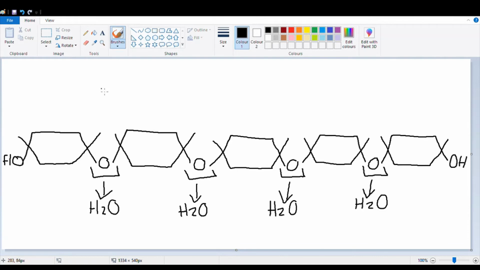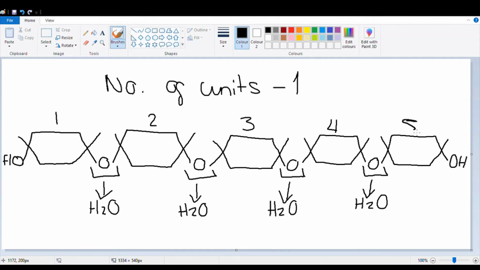A good way to remember how much water has been released is to look at the number of subunits, excuse my handwriting, minus 1. So there's always 1 less water molecule released than the number of subunits present within the polysaccharide. We can see here the subunits, we've got 1, 2, 3, 4, and 5, and our number of water molecules, we've got 1, 2, 3, and 4. And this makes sense of our equation: number of units, minus 1. We've got 5 units, minus 1, that makes 4. And there are 4 water molecules given off when this polysaccharide is created.